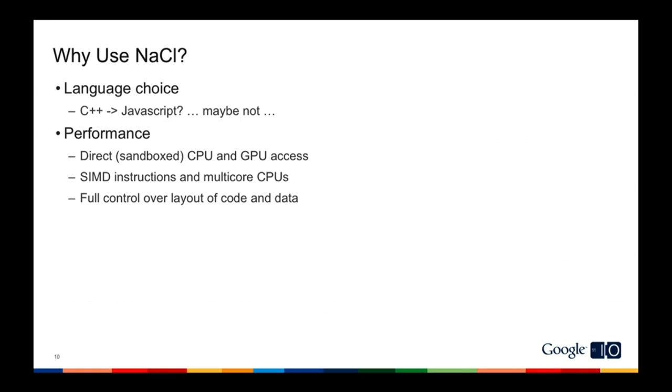Maybe you have some performance considerations to think about. Native Client does give you direct access to the CPU and GPU. You can take advantage of SIMD instructions. So for example, if you have SSE3 in your app, then you can hand code that kind of assembly language, as long as it is within our validator rules, and most of them are.